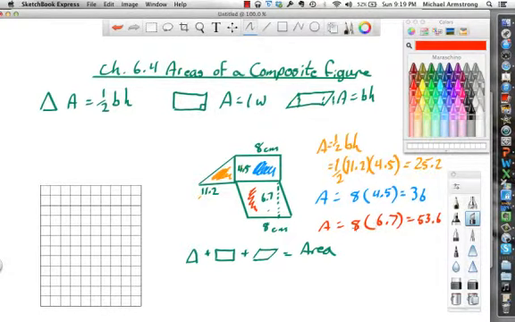53.6, and let's check that. 8 times 6 is 48, but if we rounded 6 up to 7, because 6.7 is almost 7, that'd be 56. So 53 makes sense. And we're going to just add all three of these together.